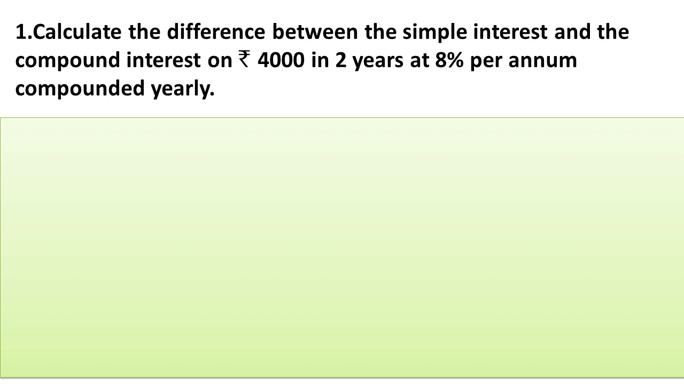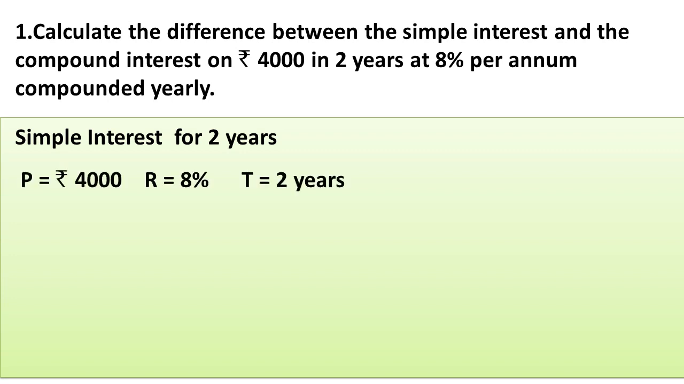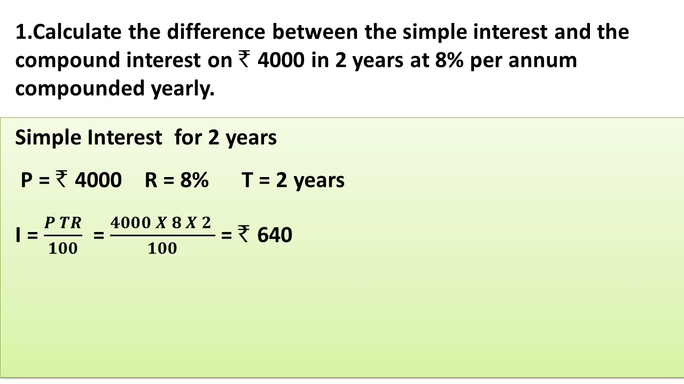First, calculate the simple interest. Consider the principal as 4,000, rate of interest is 8% and the term is given as 2 years. Apply the formula I is equal to PTR over 100. So the simple interest is equal to rupees 640. Mark it as result number 1.